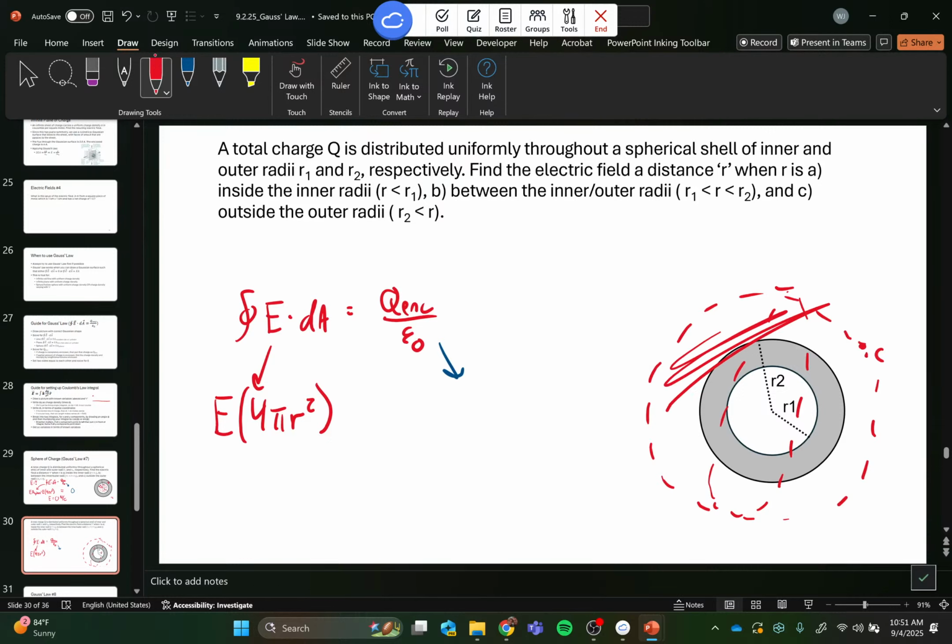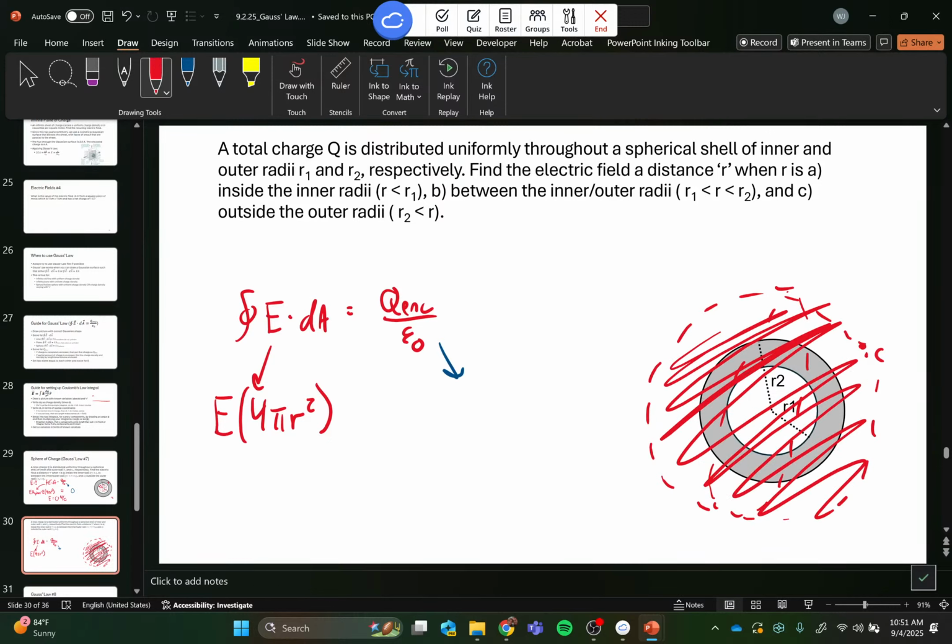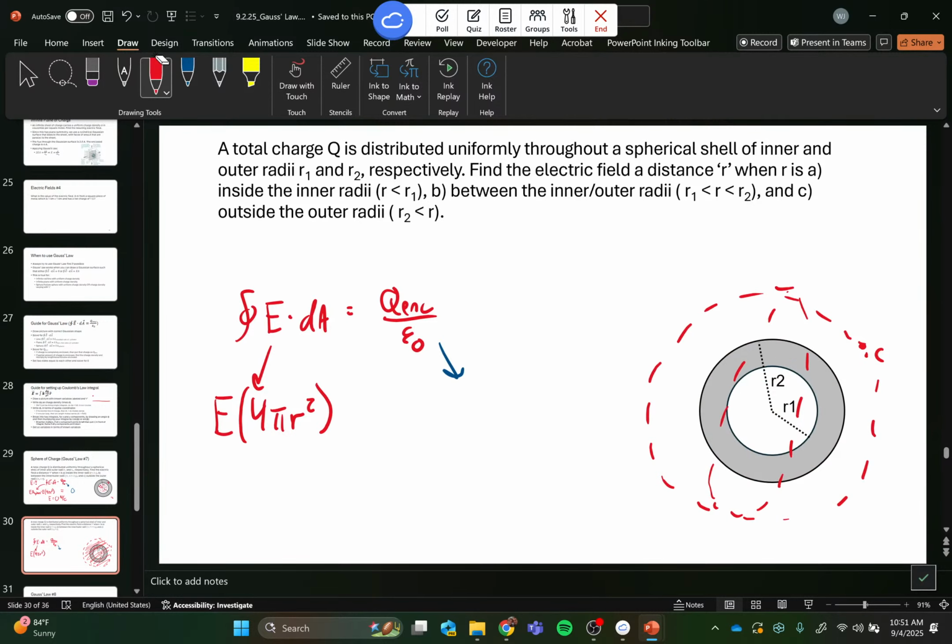All right, so how much charge is inside my red bubble here? All of it. What's the symbol for all the charge? Q. It's just Q. How much charge is inside of it? Q.